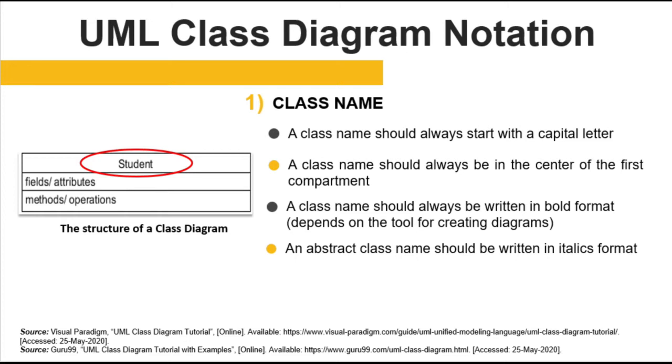The image shows the structure of a class diagram to represent classes in object-oriented programming. It shows that the name of the class, Student, appears in the first partition or compartment.